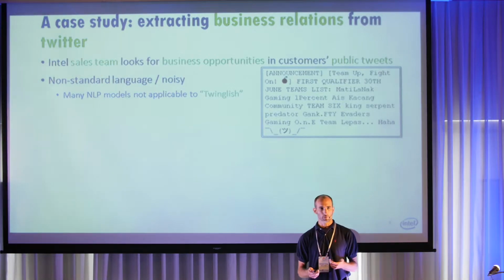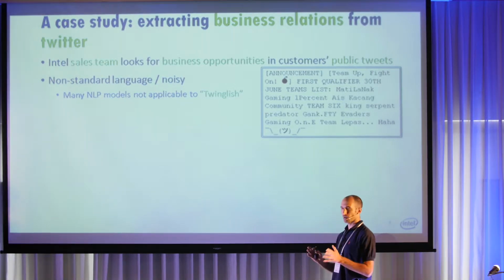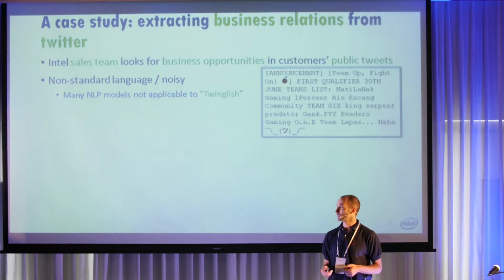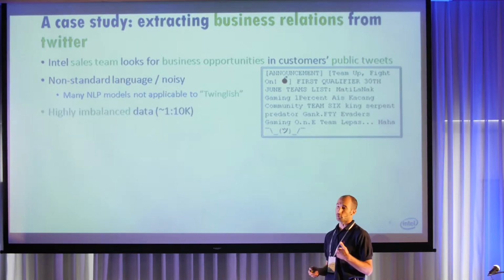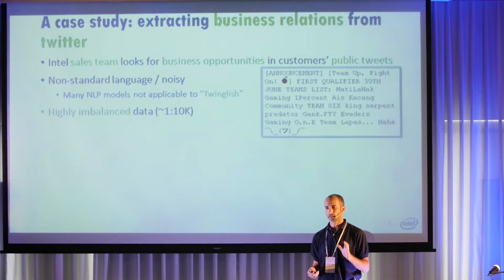Now, what's the problem with Twitter? I guess most of you know. Twitter is half English. It's like Twinglish. And here is an example of what it looks like. The problem is highly imbalanced. Approximately 1 tweet out of 10K is relevant. Why? First, because people are sending a lot of information, not specifically what we are interested in. And secondly, there are a lot of retweets.